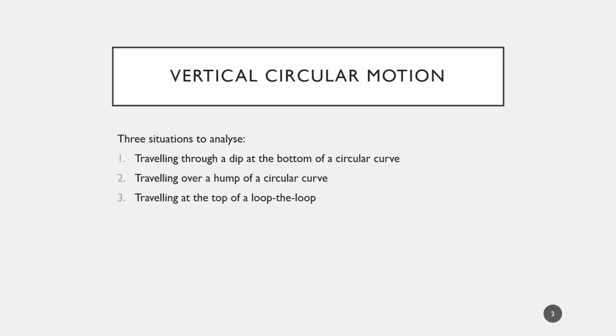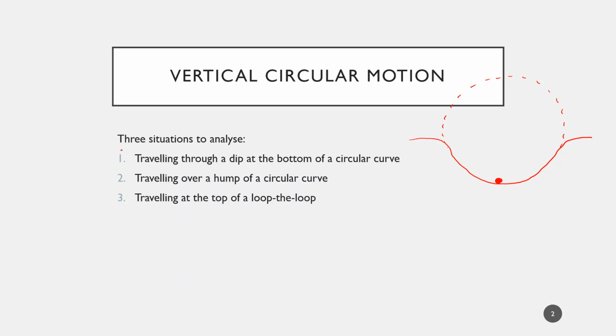In year 12, we've basically got three main situations that could occur. The first one is when you are traveling at the bottom of a dip, and the dip can be considered as part of a circle. For example, if you're driving in a car and you go down a hill, then you come back up, this valley, I guess I should say, could be considered as part of a circle like that. And we're going to be considering the motion and the forces that are acting on the object when it's in this position, right at the bottom.